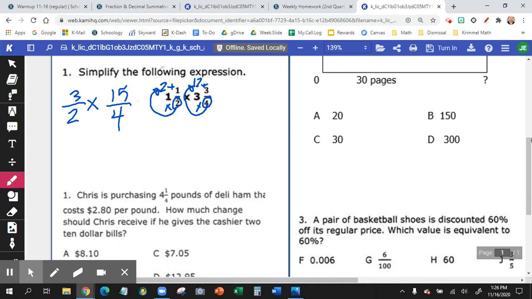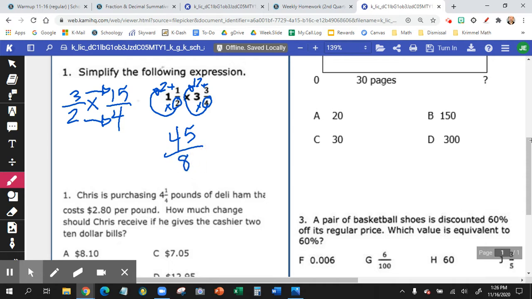We are not going to use keep, change, flip. That's only for division. This is multiplication, so we're good. So numerator times numerator, denominator times denominator. 3 times 15 is going to be 45. 2 times 4 is 8.